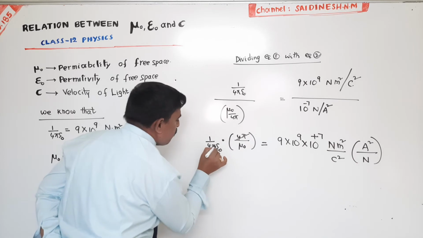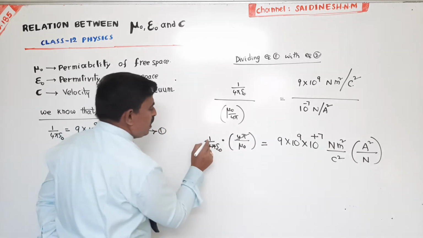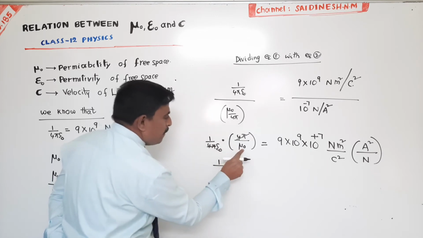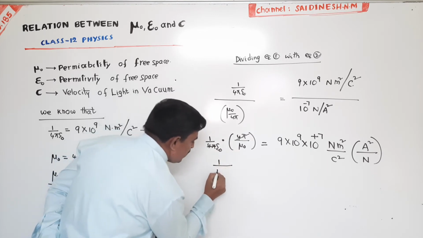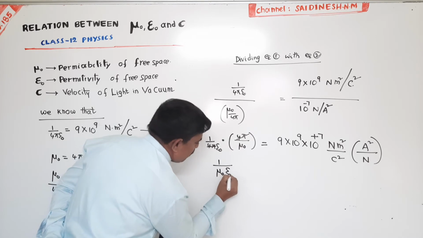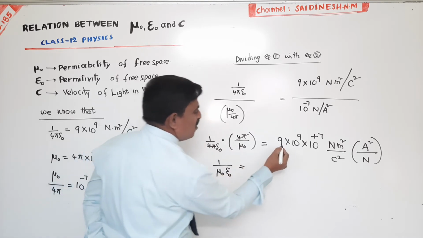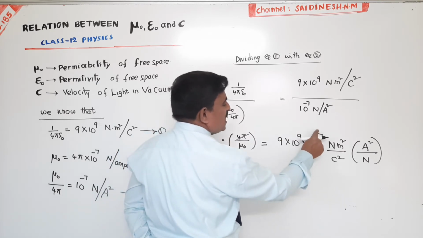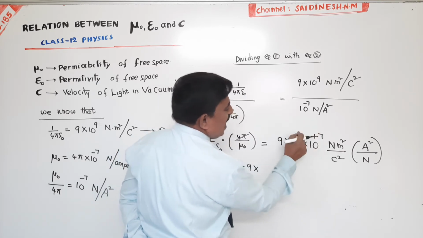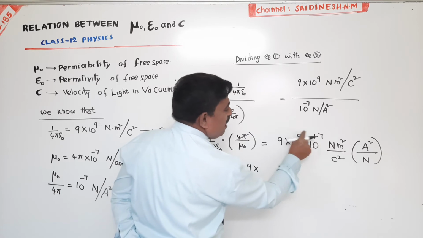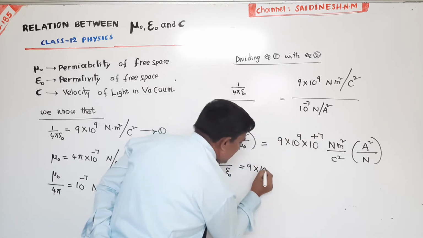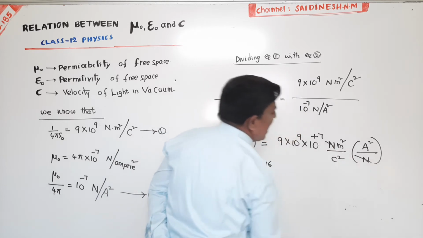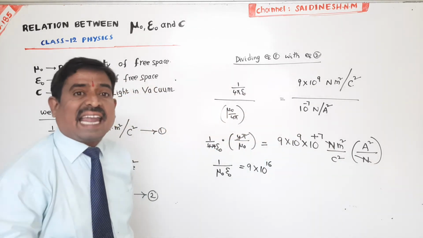4 pi, 4 pi cancel. We get 1 by mu naught epsilon naught. Mu naught epsilon naught is equal to 9 into 10 power 9, 10 power 7. Bases are equal, add the powers. 9 plus 7, 16. 10 power 16. Newton, Newton cancelled.